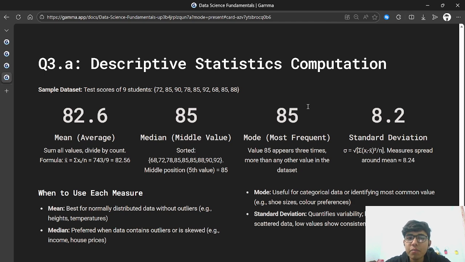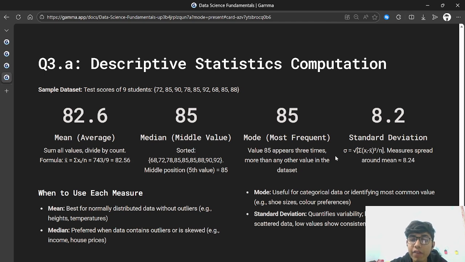The standard deviation measures how spread out the scores are from our mean. The standard deviation of the dataset is approximately 8.4, indicating a moderate level of variability among the students' scores. So it is the summation of each observation minus the value of the average, squared and divided by n.